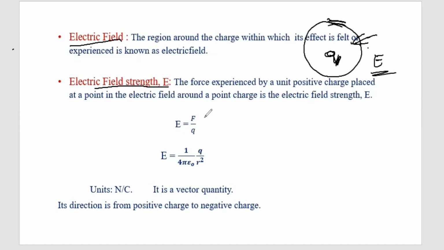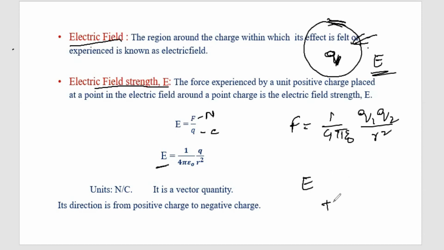E is equal to F by Q. And we already know that F is equal to 1 by 4 pi epsilon naught Q1 Q2 by R square. So E is equal to 1 by 4 pi epsilon naught Q by R square. And the units for this electric field is Newton per Coulomb. It is a vector quantity. And its direction, we know that electric field direction is from positive charge to negative charge.